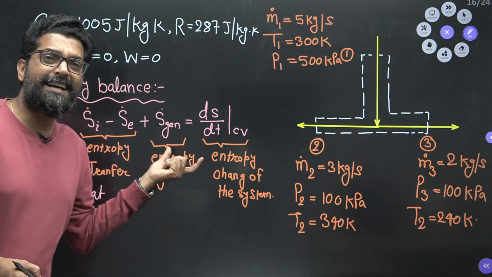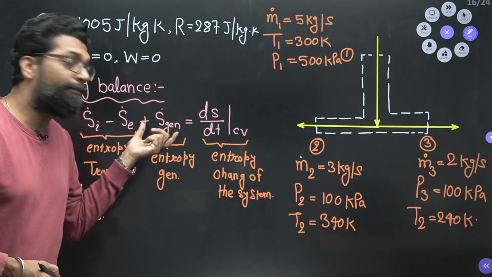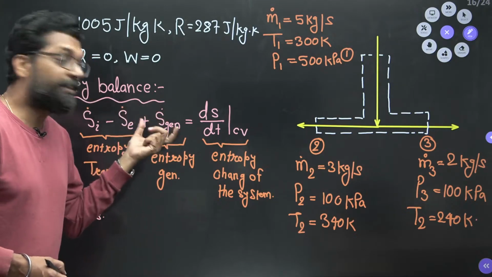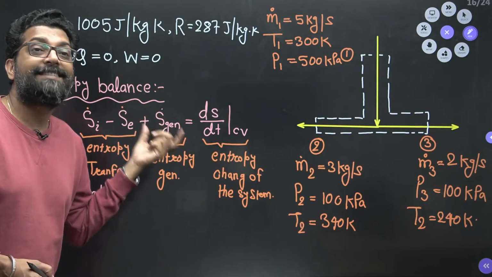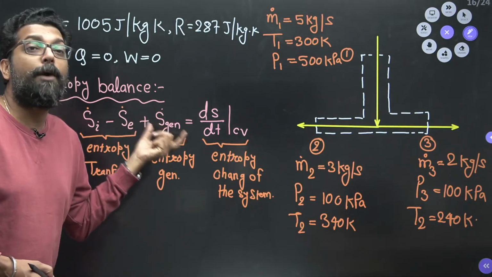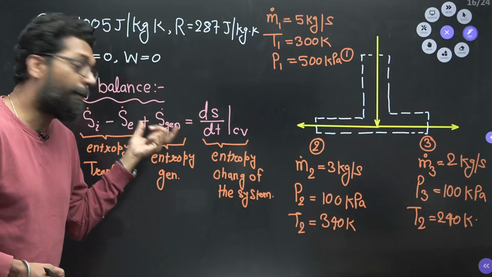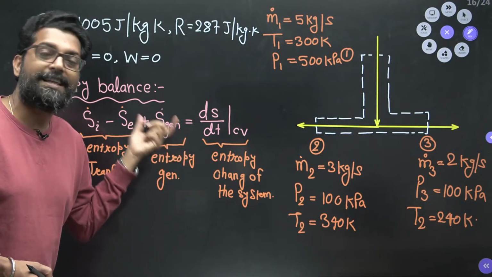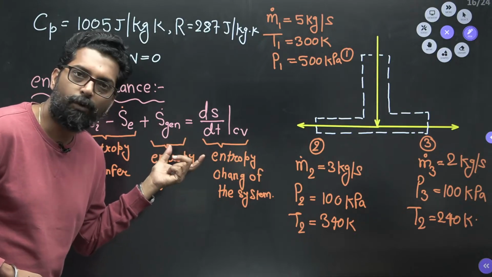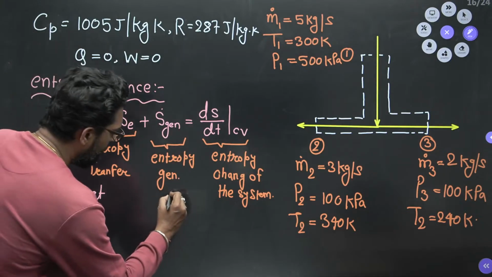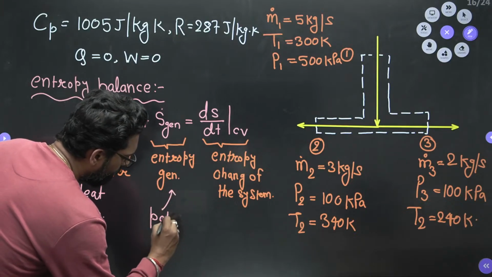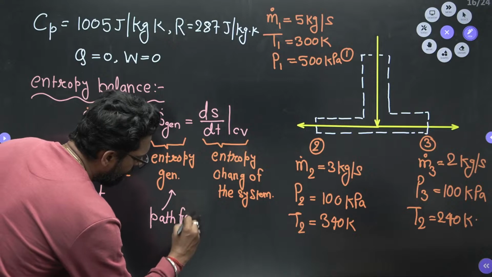What is the entropy generation? Entropy generation is not a system property. It gives the information whether the system is reversible or irreversible. That means it depends upon the path of the system, whether it follows a reversible process or an irreversible process. So, these are path functions.